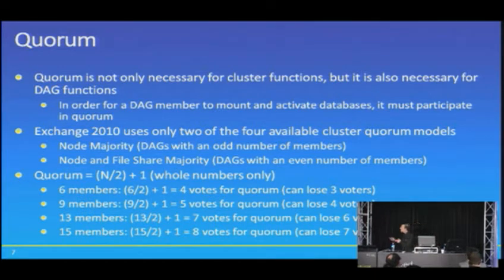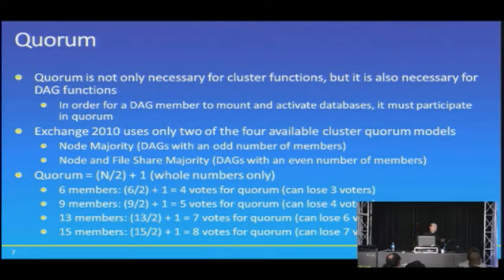Now, Exchange 2010 is only using 2 of the 4 available quorum models. Windows Server 2008 has 4 different models. We only use 2 of them. We use the node majority quorum for those DAGs that have an odd number of members in them, and we use a node and file share majority quorum for those DAGs that have an even number of members in it.